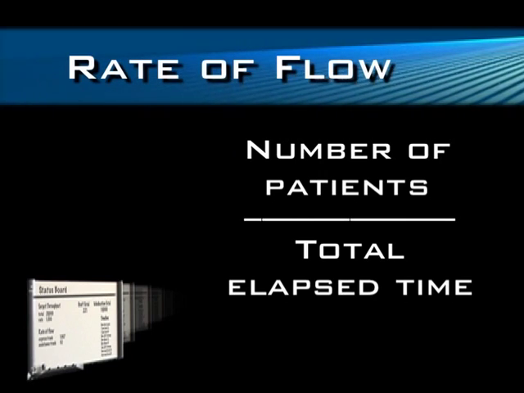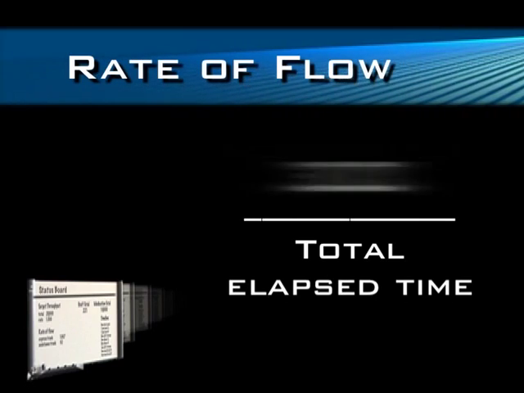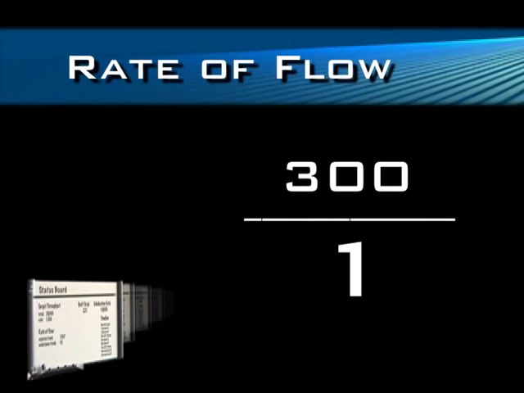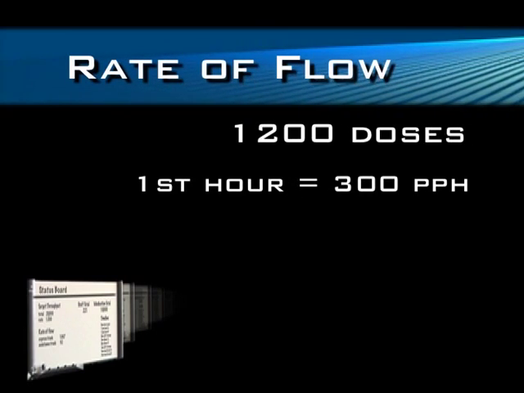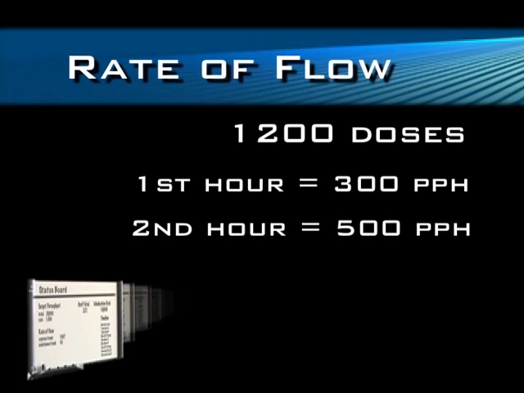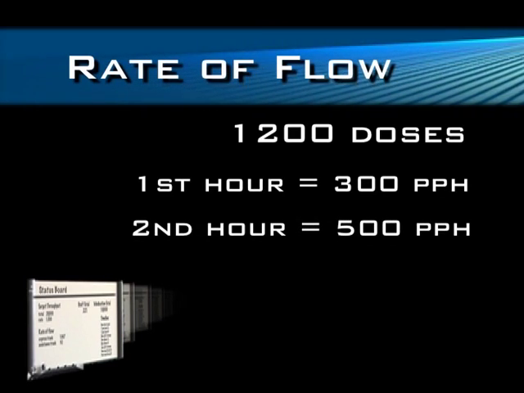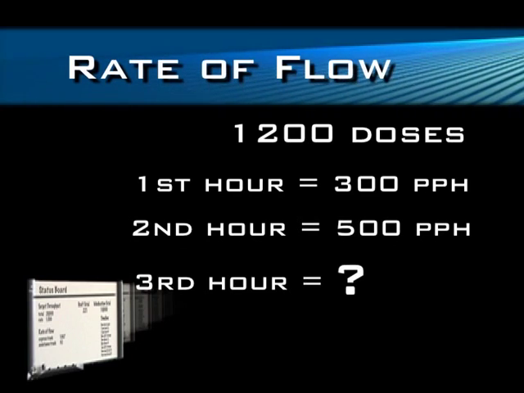For instance, suppose that a pod with 1,200 doses of medication dispenses 300 of those in the first hour. So for that hour, the rate is 300 persons per hour. But the rate increases the second hour to 500 doses. How much longer can the pod operate before getting more medication?